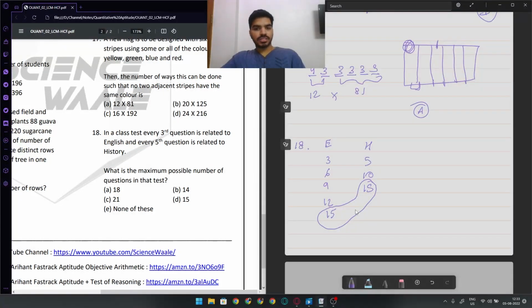So the maximum questions, that means it should stop at 14 itself. It shouldn't go to 15. It can't go beyond 15. It can't be 15. So 14 is the answer. Option B.